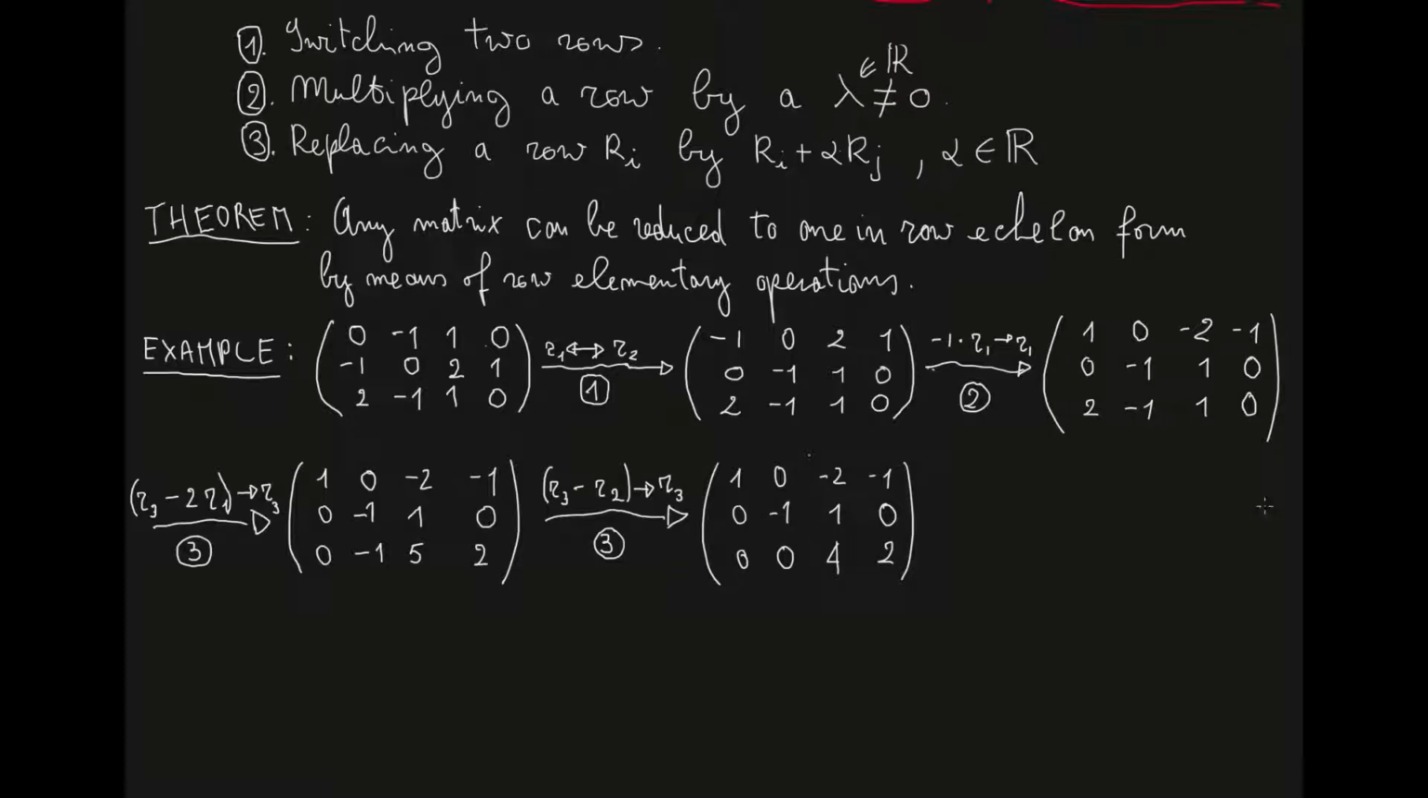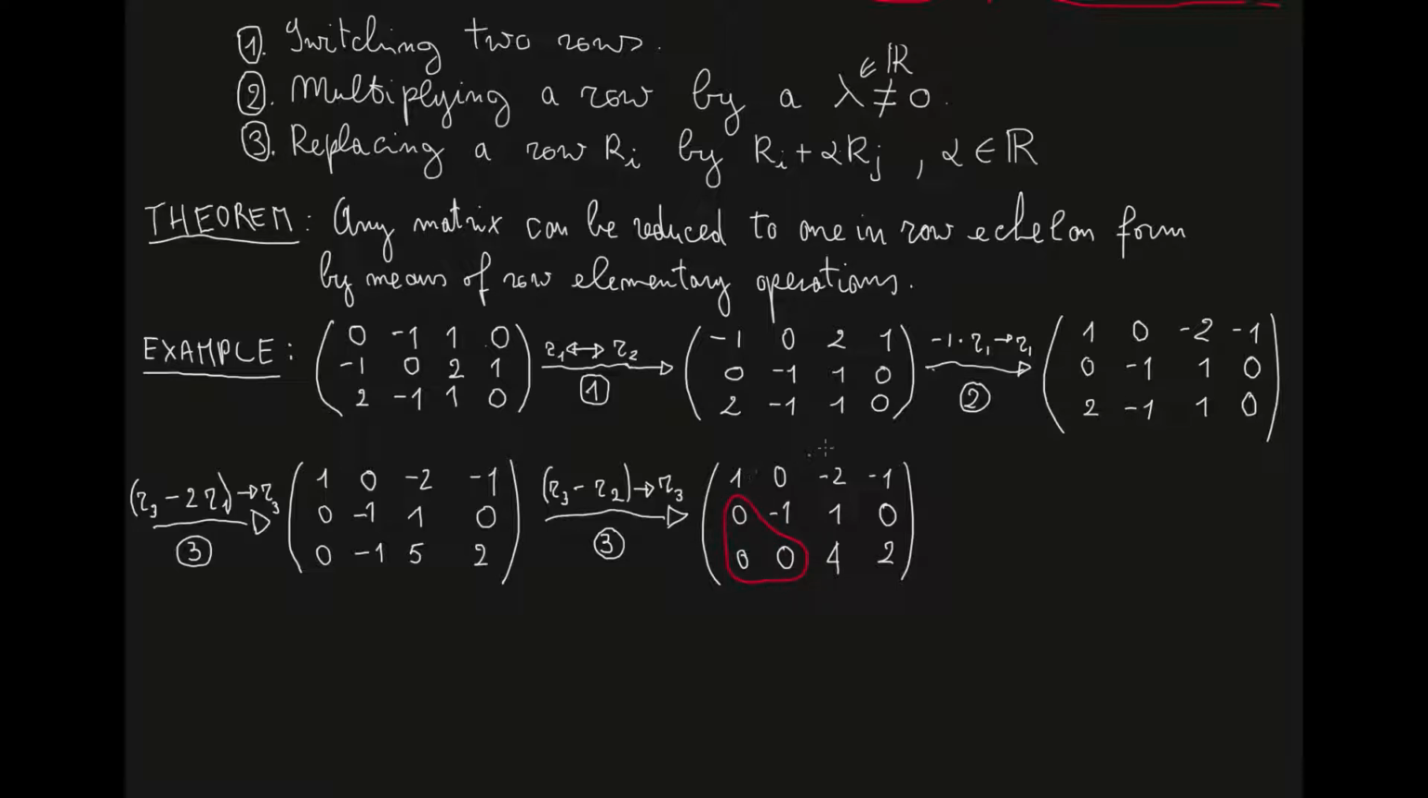And at this point, what do we have? Well, we have the first row, which has no zeros on the left, so the number of zeros is 0. The second row has 1 zero on the left, and the third row has 2 zeros on the left. So this is in row echelon form. And the crucial part of the matrix to establish that this is in row echelon form is the placing of these zeros here on the left.